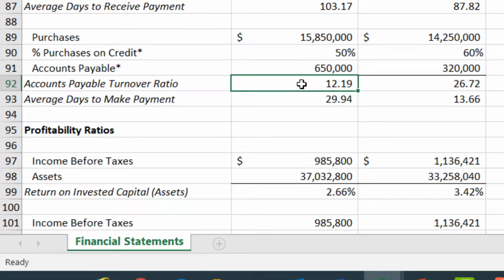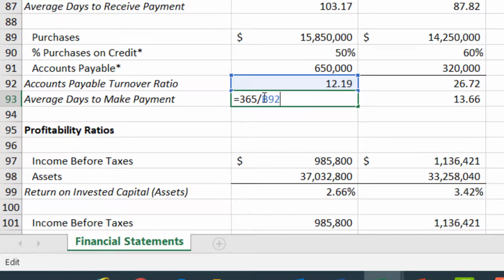From turning 12 times a year, which is slightly less than once a month, to turning 26 times a year, which is twice a month. So we got better. We went from once a month to twice a month. The days to make a payment, exact same thing. Because we had 365 days in a year. Now remember, if we're doing a quarter, there's less days in a quarter.